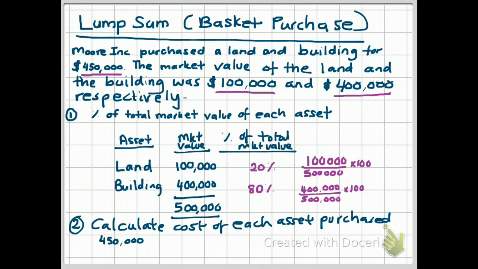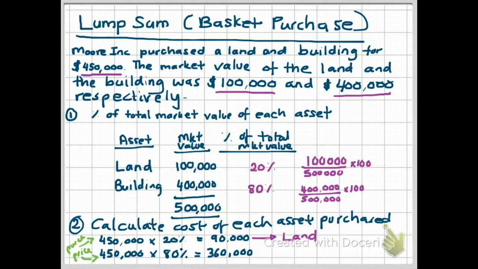Our purchase price was $450,000 and 20% of that was for land. So you would multiply $450,000 by 20%, which gives you $90,000. Therefore, we paid $90,000 for the land. Now let's look and see how much we paid for the building. Again, our purchase price is $450,000 and the building was 80% of the total purchase. Therefore, 450,000 times 80% is 360,000, and that is the price that we paid for the building.